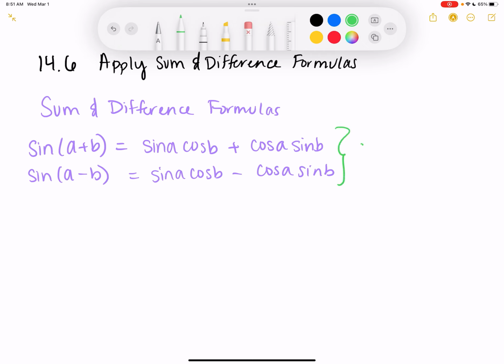So the signs are the same. If it's plus in here, it's plus here. If it's minus in here, it's minus here. And A and B are just angles. So it'll say like the sine of 75, and you have to figure out what two known angles add up to give you 75. So we would use like 45 and 30, basically. And then that's what gets used in here.